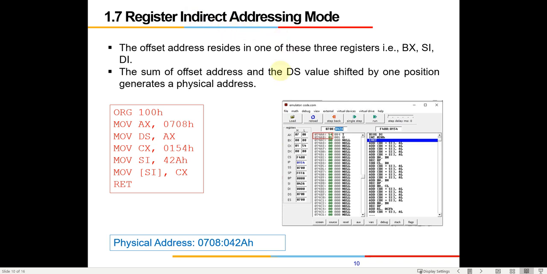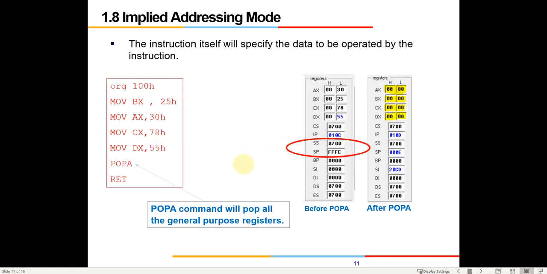And then you have register indirect addressing mode also, in which again the value of DS is being preloaded with 0708, right? And then the value of SI is loaded with 42A, and then we are moving the contents of the CX register into the address specified by SI, right? So these are all very similar. You need to do all these 7 runs.